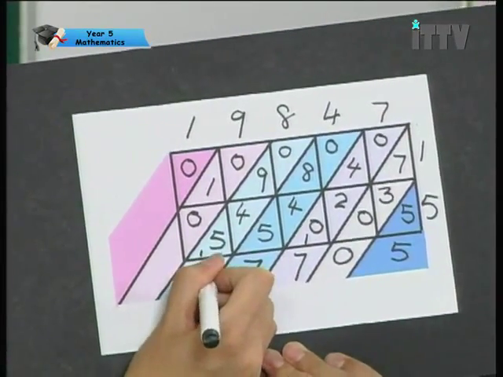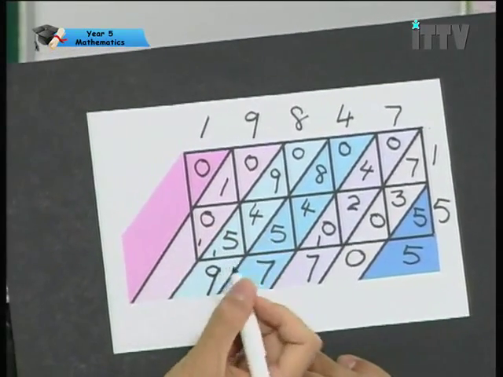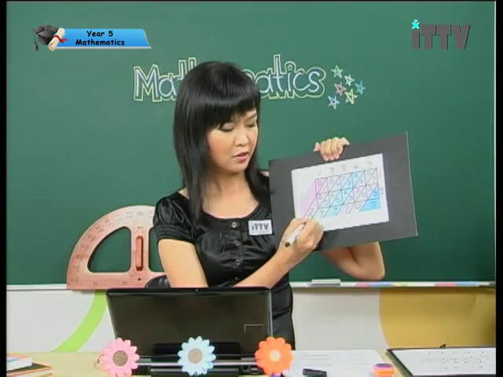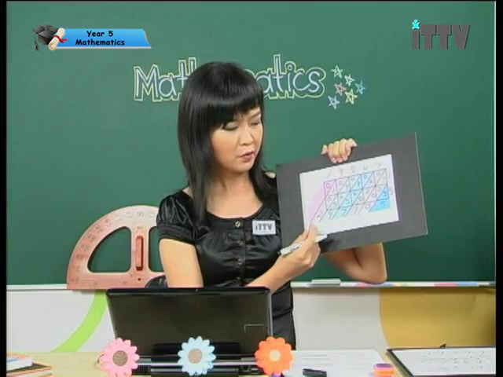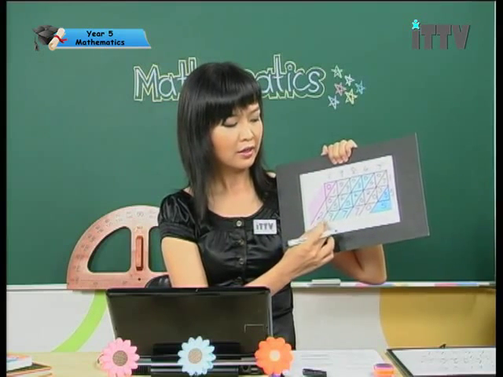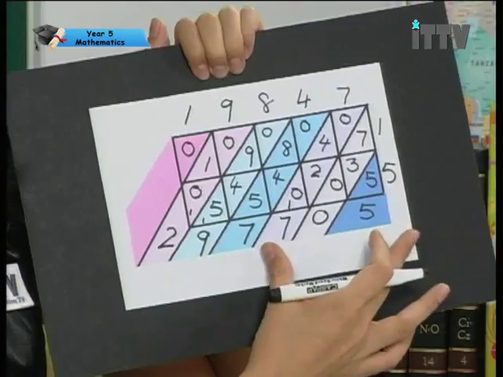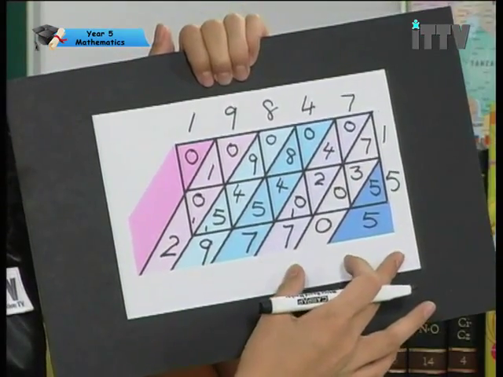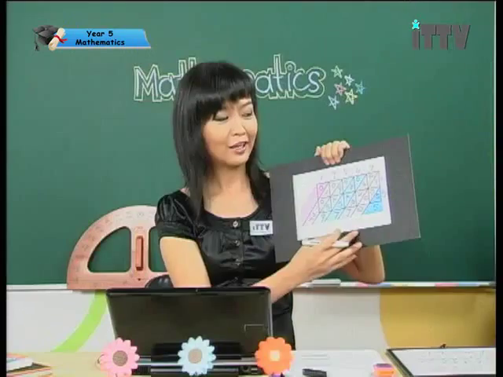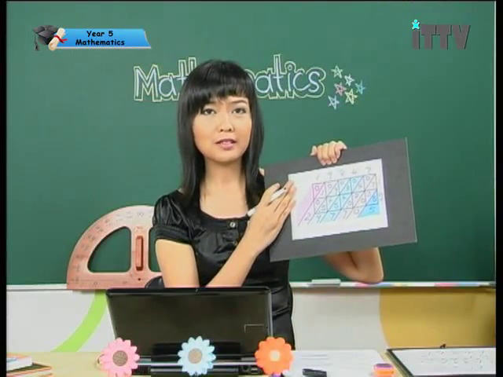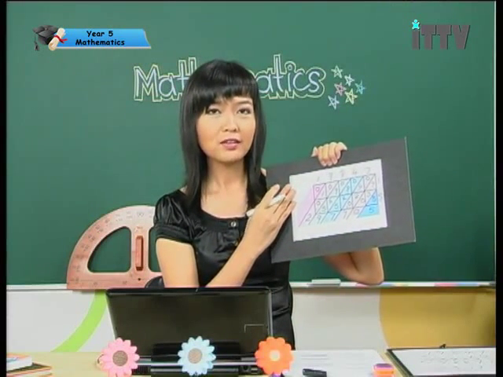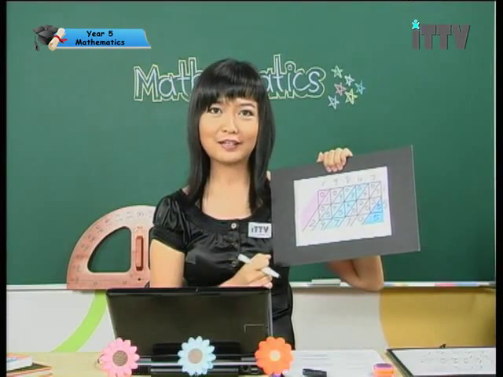19. A small one over here. 1 and 1 gives us 2. So the answer we have is 297,705, which is the same answer. Okay, so this lattice multiplication is another way that you can use to check your answer. Now, pretty simple, isn't it?